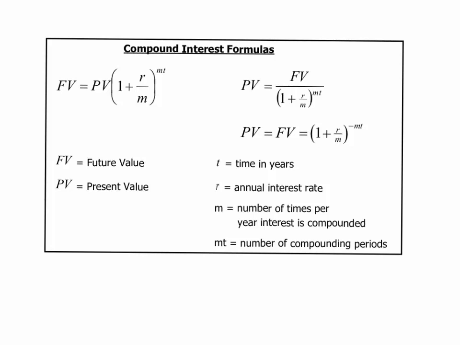We've got future value is FV, present value is PV, T is time in years, R is our annual interest rate, M is the number of times per year interest is compounded, and MT, our exponent here and here, is the number of compounding periods total. So if we're compounding every month for a period of 3 years, that MT is going to be 36.